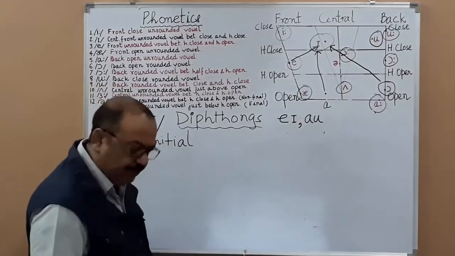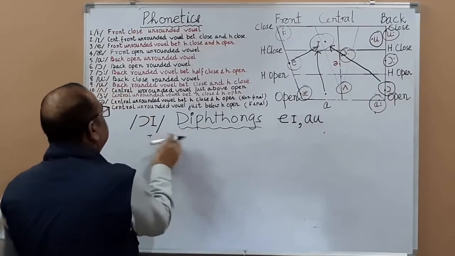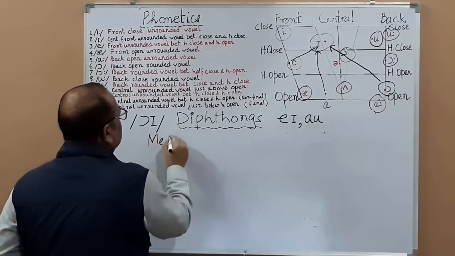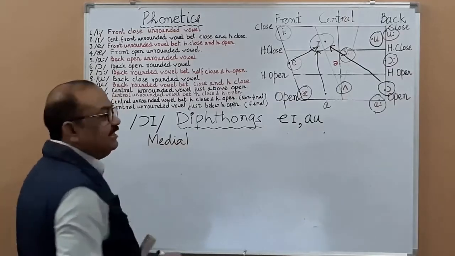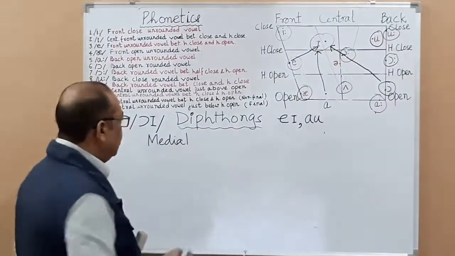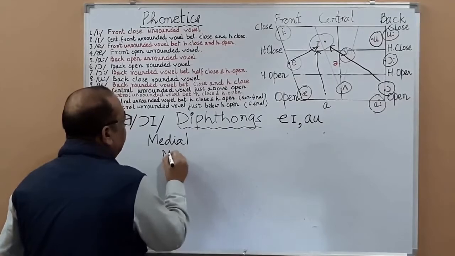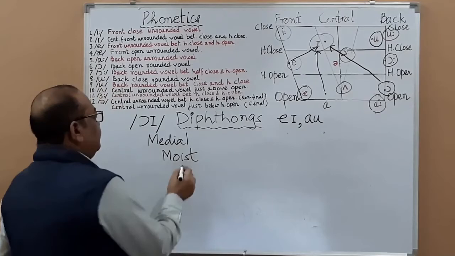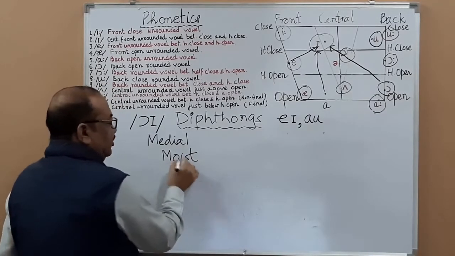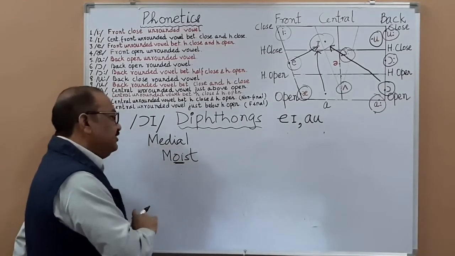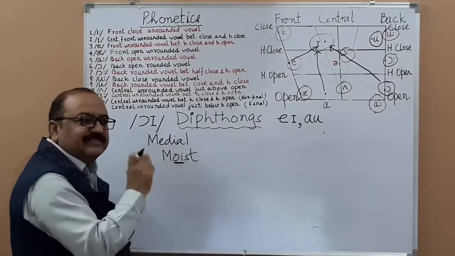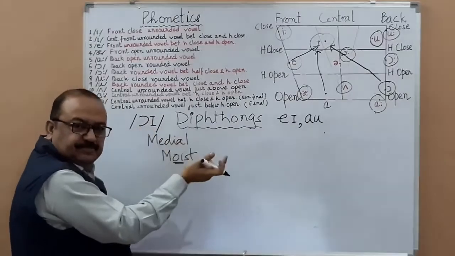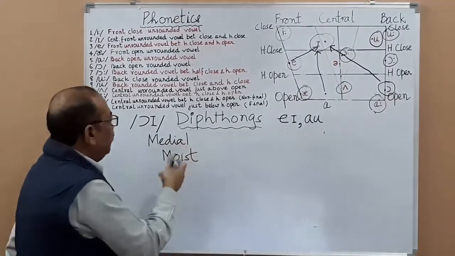Yes. The medial. So medially, it occurs in words like, yes, come on, there are so many words, for example, say moist. Moist, because you have OE sound here also. So in all those words where OE sound occurs in the middle, you have this OE medially. This sound medially, diphthong medially.